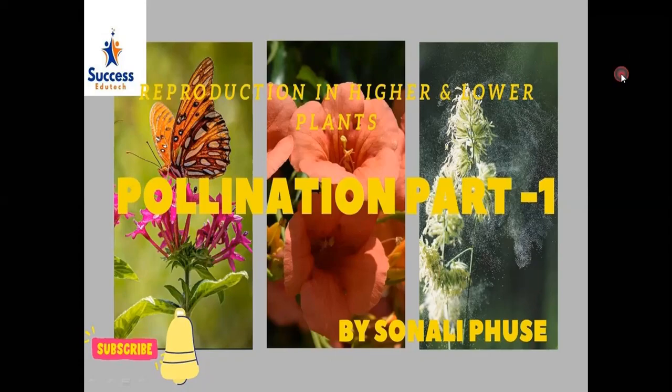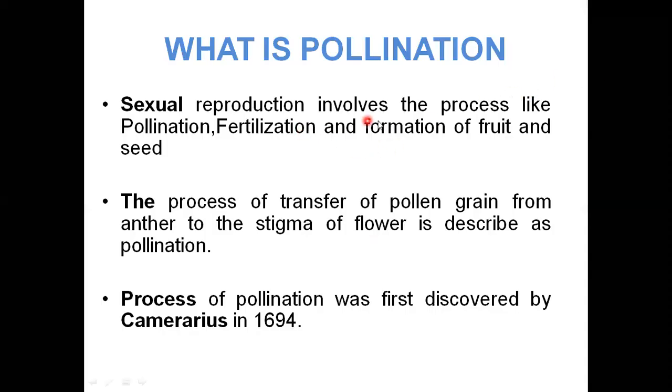Now we will discuss pollination. Sexual reproduction involves processes like pollination, fertilization and formation of fruits and seeds. The most important process is pollination because it gives us seed production, and from that seed we can produce new plants. The process of transfer of pollen grain from the anther to the stigma of the flower is described as pollination.